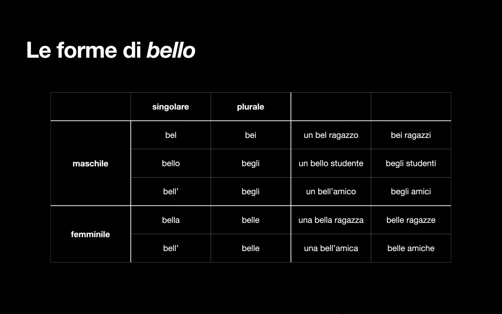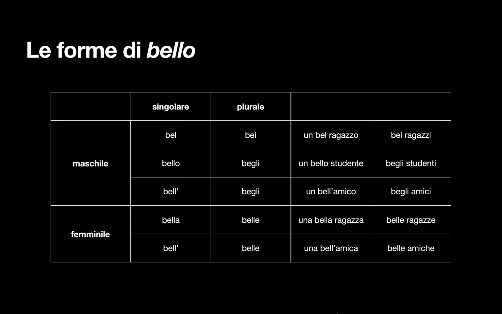So un bello studente would be the next one. This corresponds to lo and gli. Un bello studente, or begli studenti, and that's because studente starts with st, so it follows the same rules. Bell' and begli would be for masculine nouns that start with a vowel. Un bell'amico, begli amici. Bella and belle would be the main feminine forms for nouns that start with a consonant.